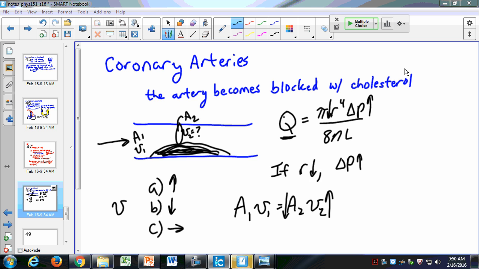Now, if y'all know much about coronary arteries, what can happen in a coronary artery? Before it gets completely blocked, does anybody know what can happen to this coronary artery? That would be bad. It can collapse. It can just sort of collapse down upon itself and then allow no blood to flow at all. What would cause it to collapse? Thinking about the pressure, right? What would have to happen to the pressure at this point to cause this artery to just fall in on itself? It would have to decrease, right?